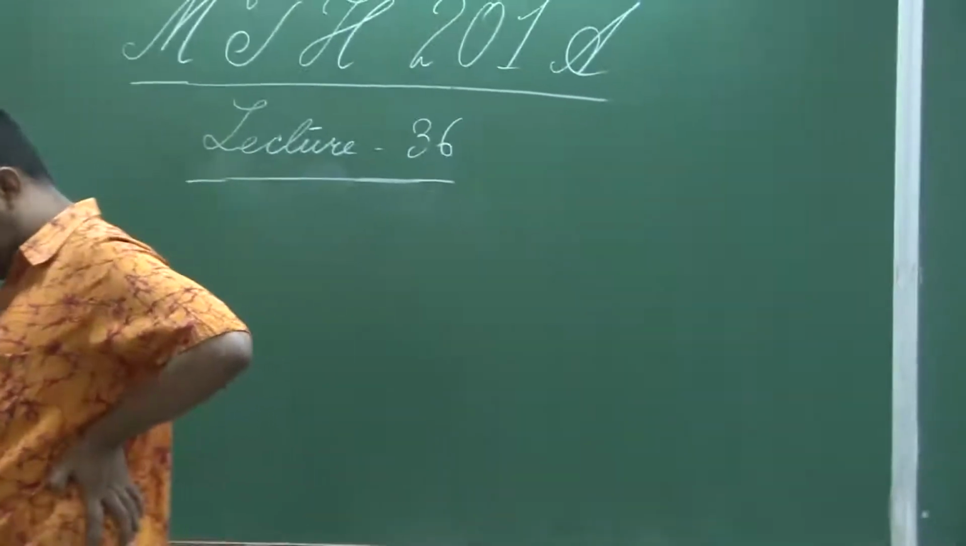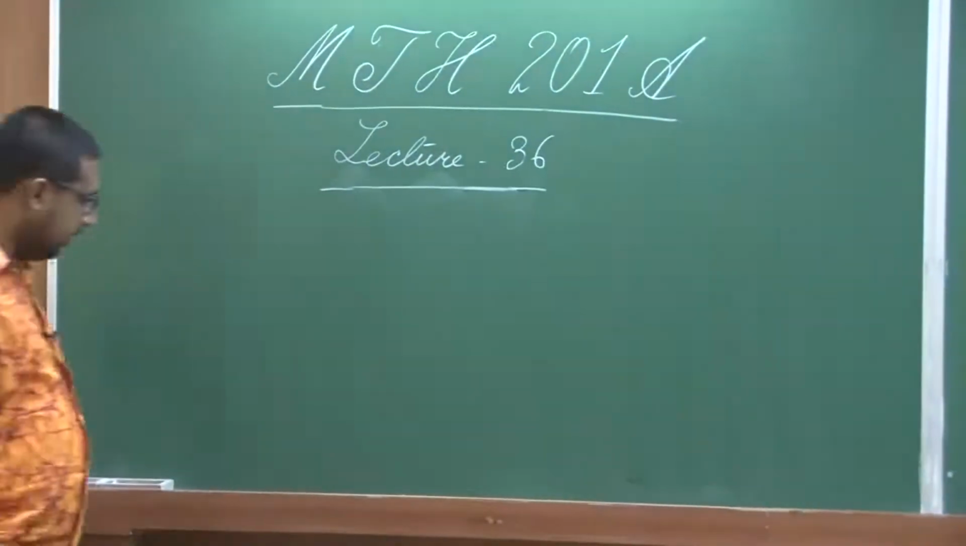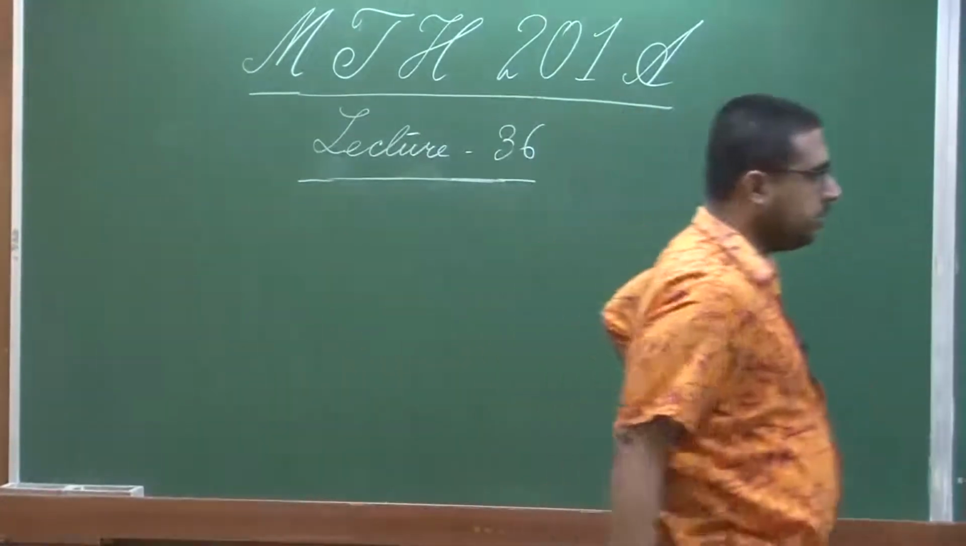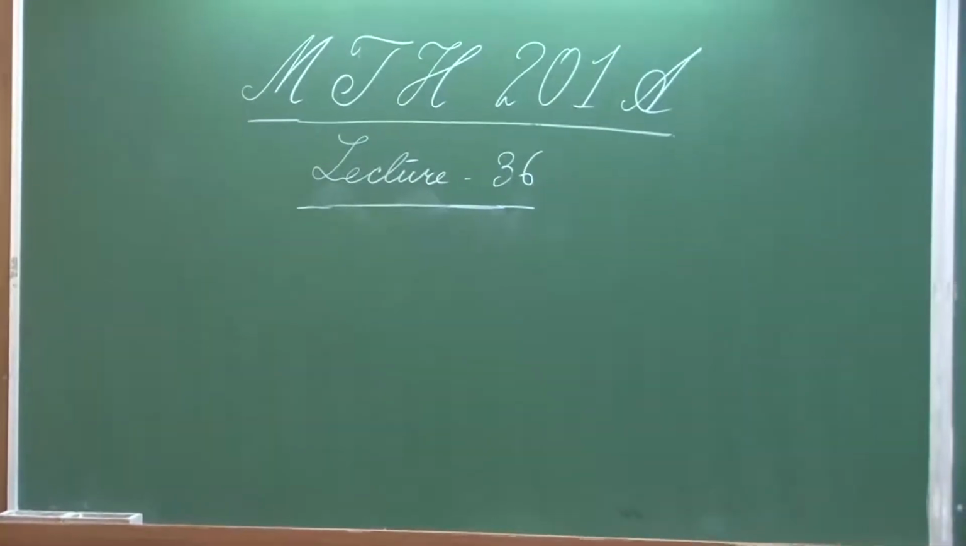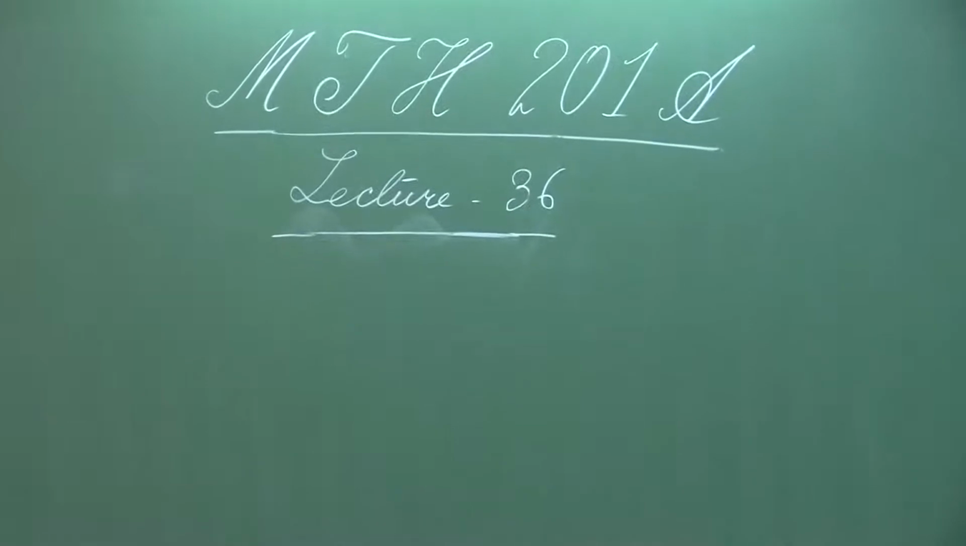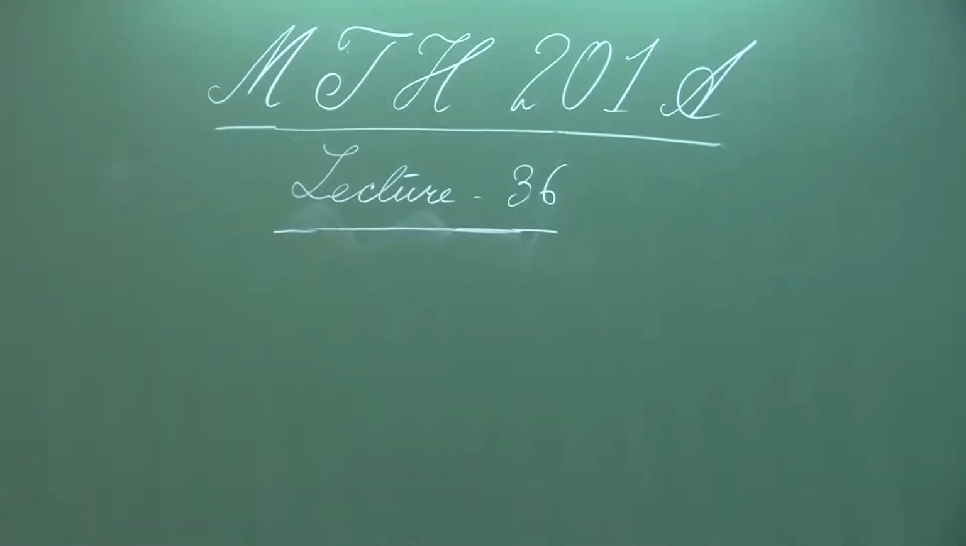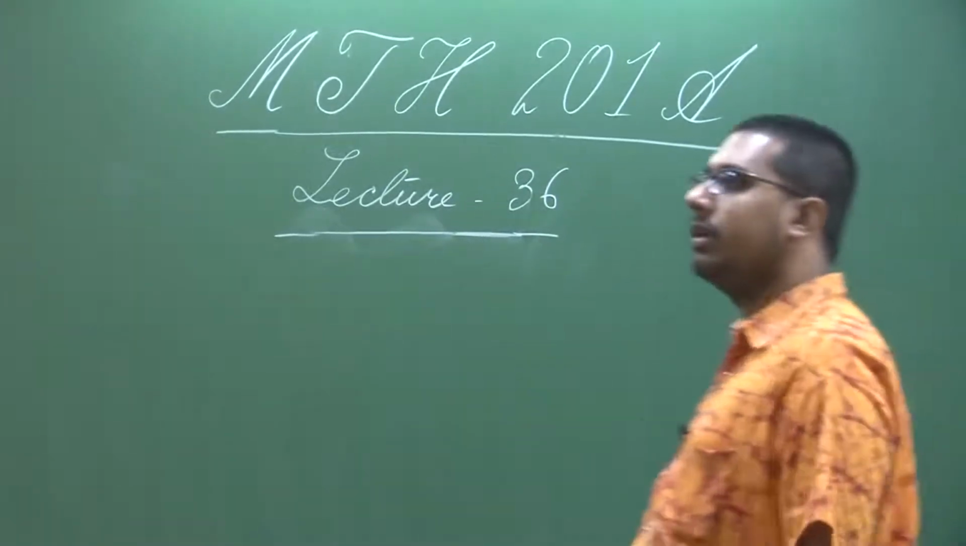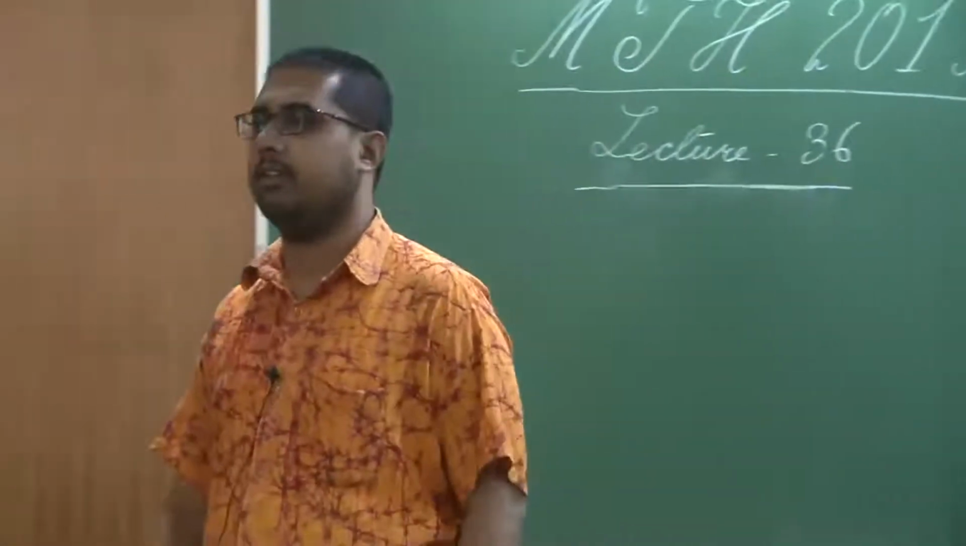This is the 36th lecture of this course. We were talking in the last lecture about how our aim, for some time, is to bring the matrix of a nilpotent operator into the simplest form.